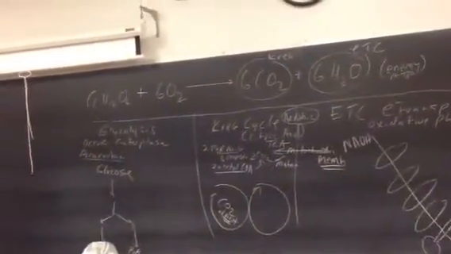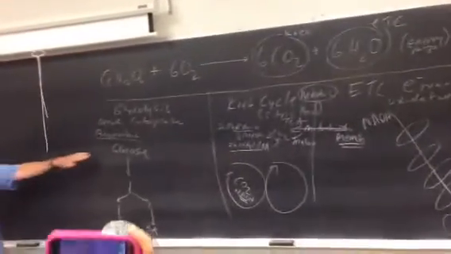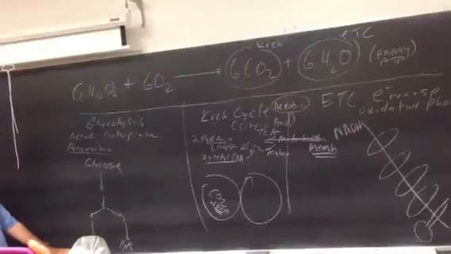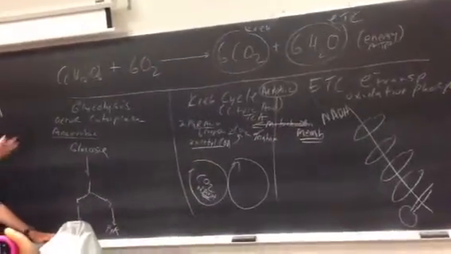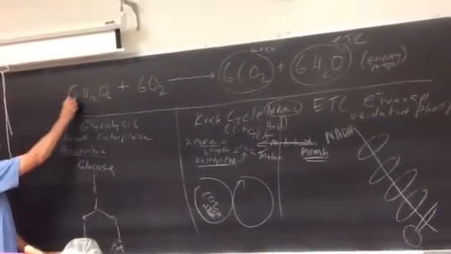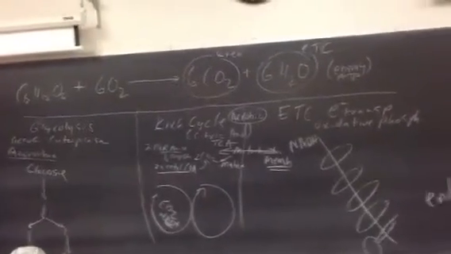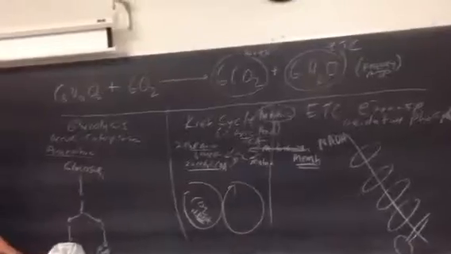Let's go back to glycolysis. A good place to start is, what do we do? How many carbons is glucose? 6. How many carbons is pyruvic acid? 3. 2 times 3 is 6. Look at the formula. 6 carbons, 6 carbons. Matter and energy are never created nor destroyed. They're only changed in form. That's the first law of thermodynamics.